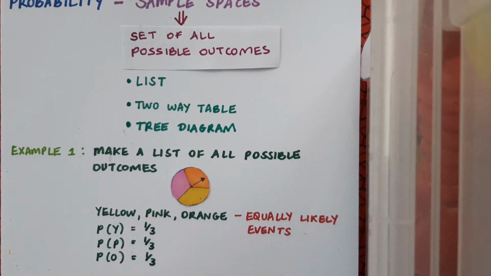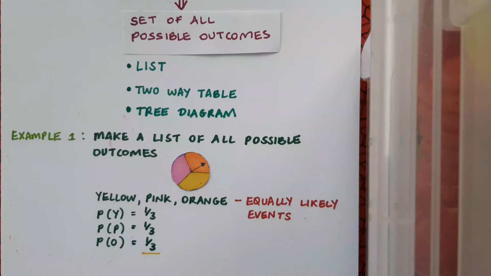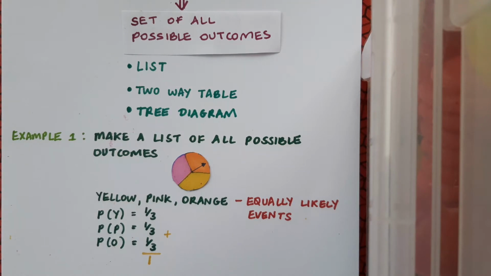So in each case here, the probability is 1/3. Remember that we mentioned in the last video that if we've covered all possible eventualities, the probabilities should sum to 1, and here we can see that they do. Of course 1 represents certainty in probability. So what's certain here with this 1? Well, it's certain that I will either spin a yellow, a pink or an orange.